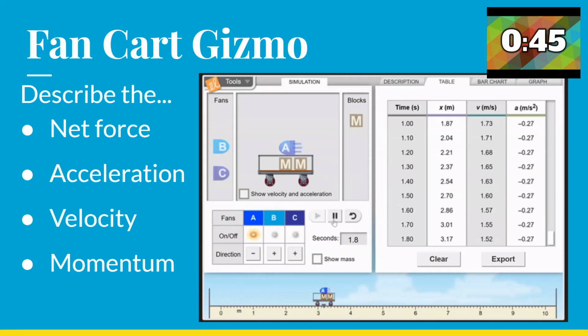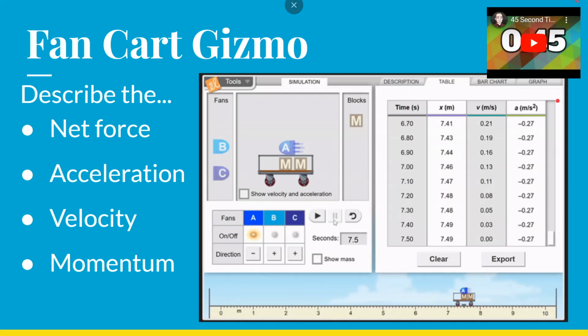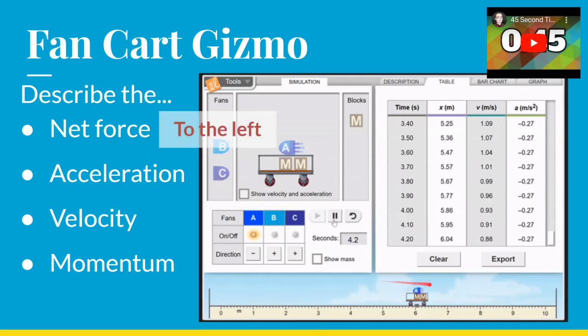Okay, so you guys saw this in the fan cart Gizmo that you were looking at last week. You had a scenario like this where your fan cart was moving with an initial velocity and this fan was causing it to come to a stop. Looking at this, you could say that the net force acting on that fan cart was to the left. It was slowing it down.